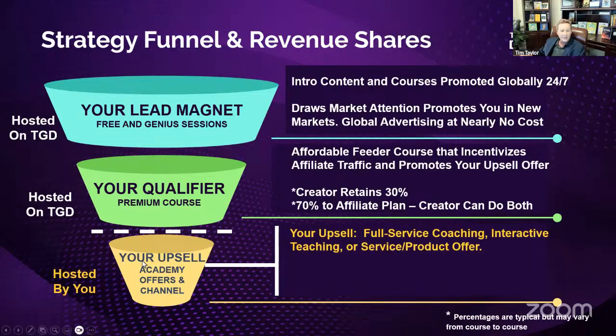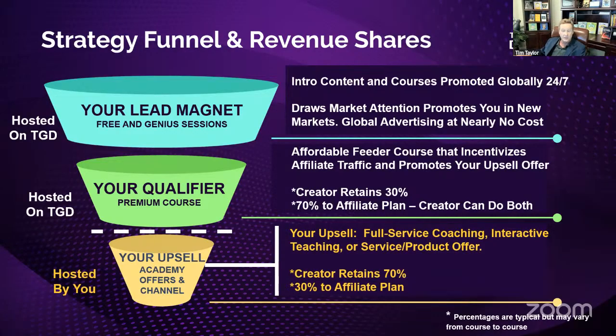And as an academy offer, it also can be a channel offer. And we're going to talk about both of those. But this is your primary outcome. This is your main course of business. This is what your purpose is for getting on the platform, besides empowering people, is to bring them back into your main upsell course, right? So the way that works is on that side, you're retaining 70% and 30% goes back into the affiliate plan to compensate those affiliates that are, again, driving the traffic.